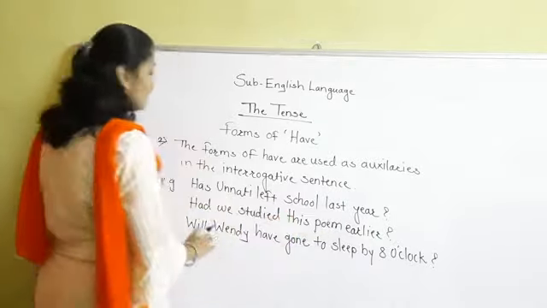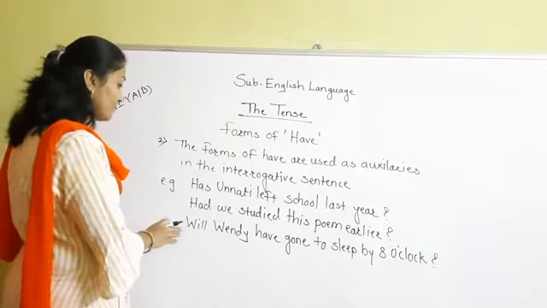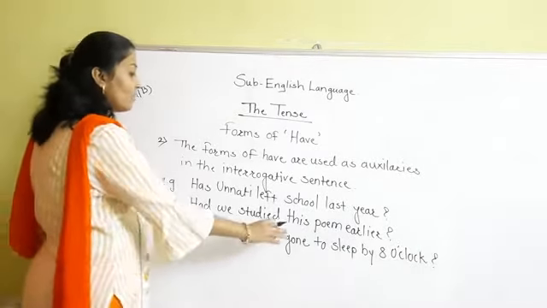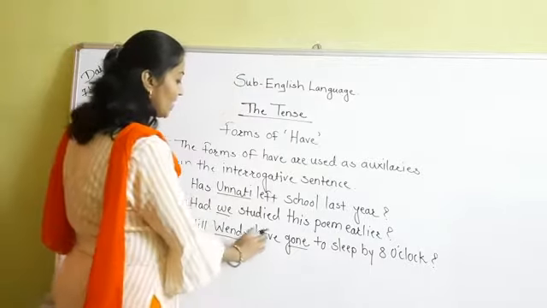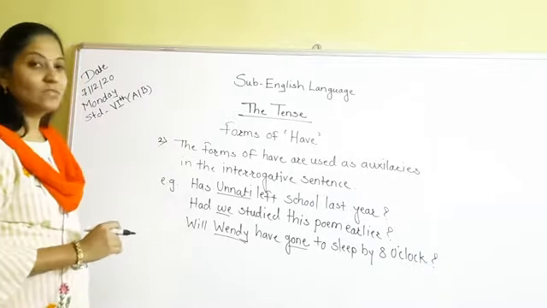And now the next one, about the future tense. When we are forming the interrogative sentence of future tense: will Wendy have gone to sleep by 8 o'clock? Now we have used the auxiliary verb in the starting, then we have used the subject here. Then we have used have, then the verb, then the remaining sentence. Will Wendy have gone to sleep by 8 o'clock? Like this we have formed the interrogative sentence.